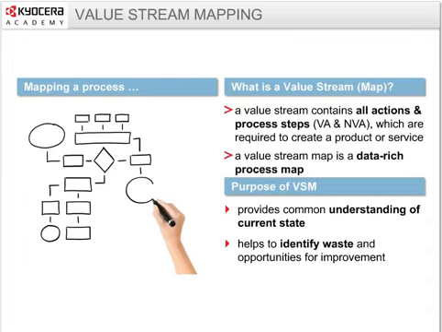In addition, a value stream map should include process data, to quantify and demonstrate the process performance in a graphical way. By creating a value stream map, a common understanding of the current state of the process is realized. Furthermore, and most important, it helps to identify waste and opportunities for improvement.